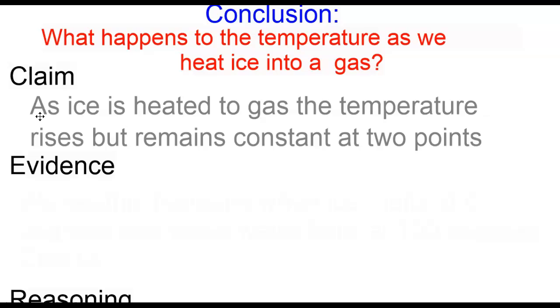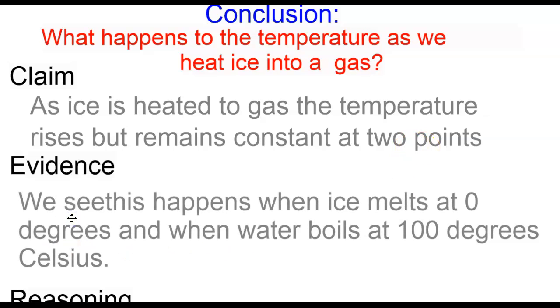Now we need to provide evidence. Just like in English, when we make a claim, we need to support with evidence from the article. Now we're going to support with evidence from our lab. This needs to be a measurement, numbers, a value. What proves this statement? What are the values where the temperature remains constant? What are those values? How much time passed? Let's find out. Look at your data table and your graph. We see that this happens, my claim happens, when the ice melts at 0 degrees and water boils at 100.